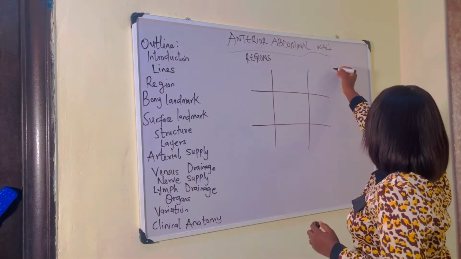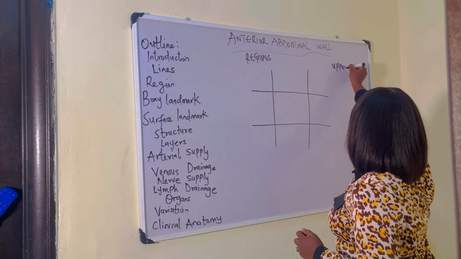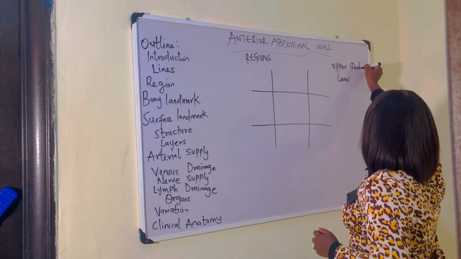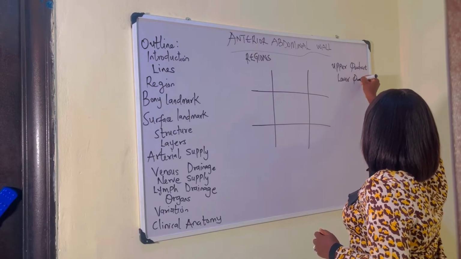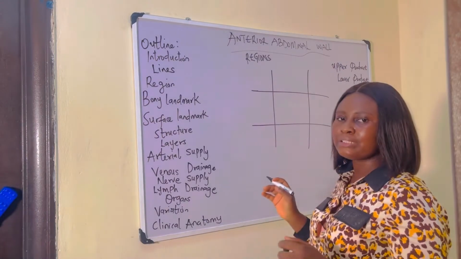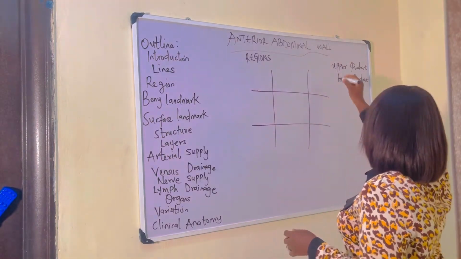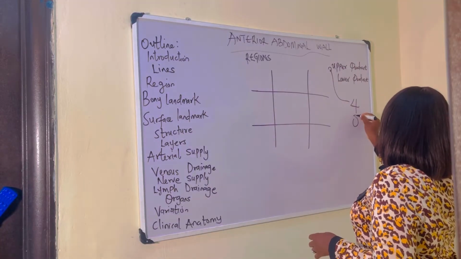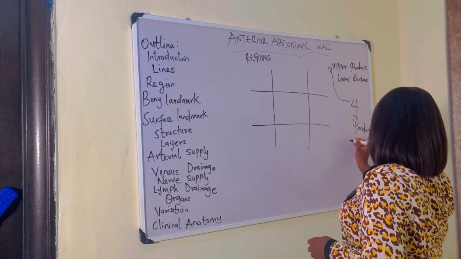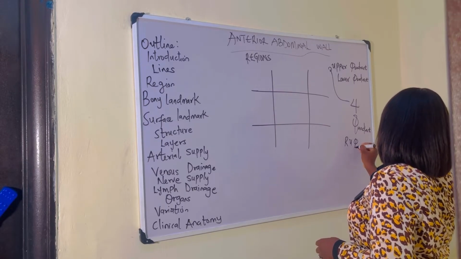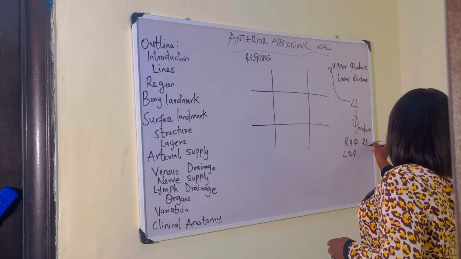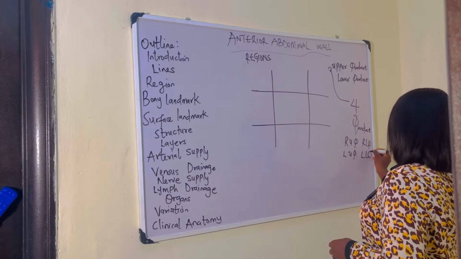quadrants. Okay, so we have the upper quadrant and the lower quadrant. So this is the upper quadrant and the lower quadrant. The upper quadrant has the left and the right upper quadrant, while the lower quadrant has left and right lower quadrant, which makes it what? 4 quadrants. Okay, so upper quadrant, right upper quadrant, and left upper quadrant, right lower quadrant, and left lower quadrant.